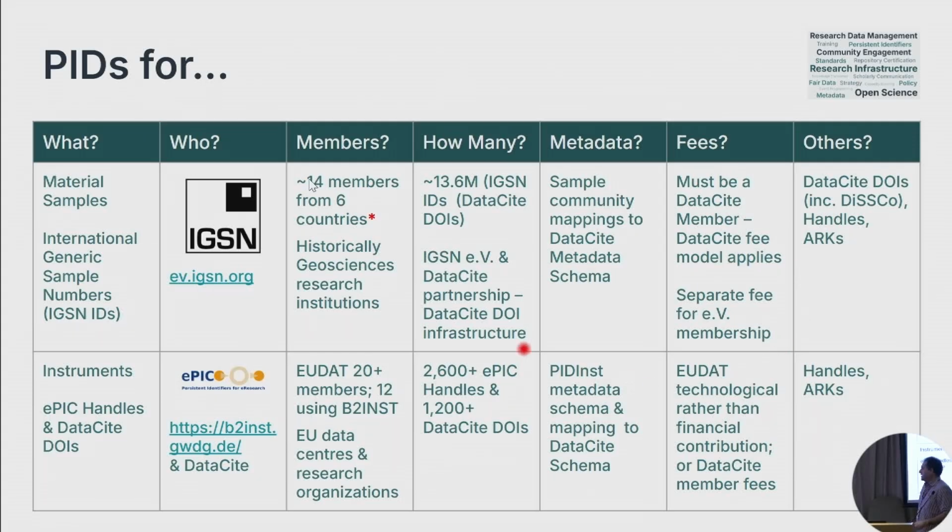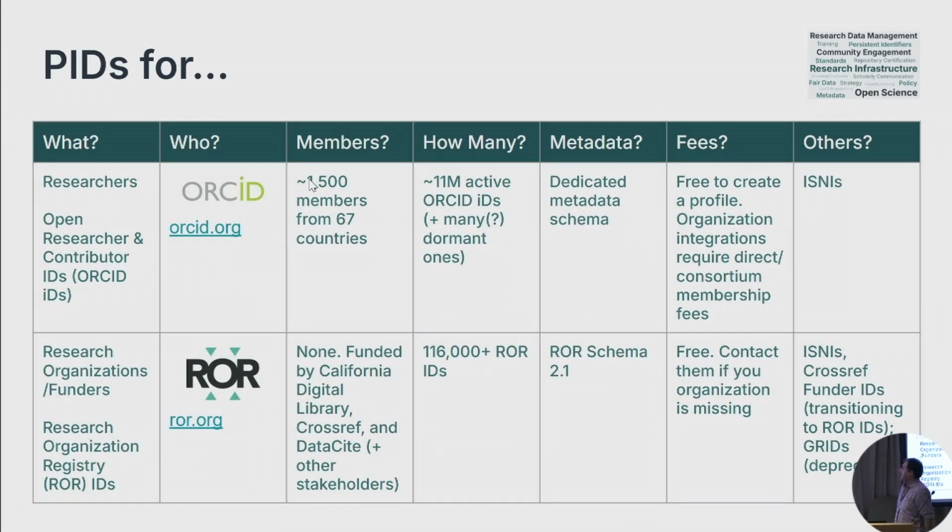EUDAT is more of a technological than financial organization. Obviously, if you're with DataCite, usual DataCite fees apply. And again, handles and ARCs would be an alternative. And what about PIDs for research entities?